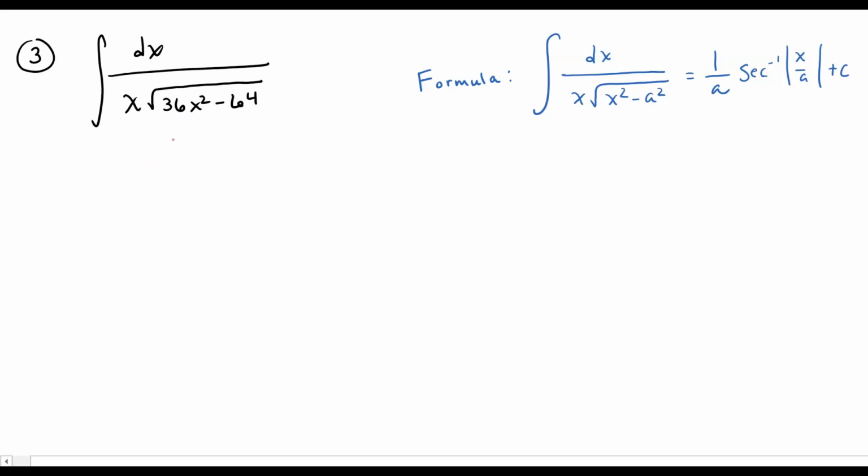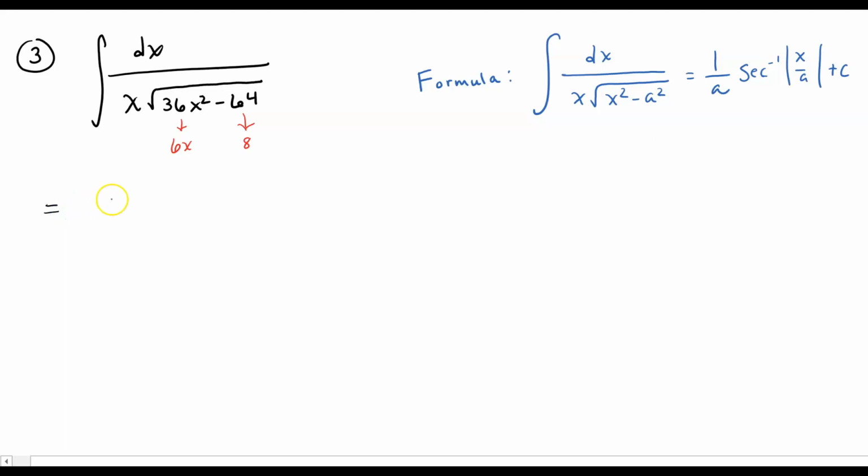Because what we need to do is identify the x and the a, which we can do by taking the square root. So we're going to have here 6x, and in this case 8. And once we've done that, we have enough information to set up this integral using this formula.